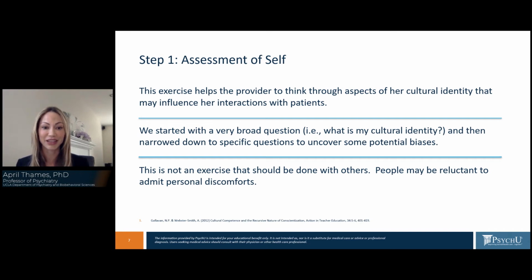Now, this is not an exercise that you probably want to do with other people, because why? We all have a tendency to want to be socially desirable. We don't want to say something that might make us seem discriminatory or stereotyping in any way. But we all have to face the reality that we all have biases and assumptions about certain cultural groups. Nobody is colorblind. And anyone who says that, I would highly recommend that you think through this a little bit more.